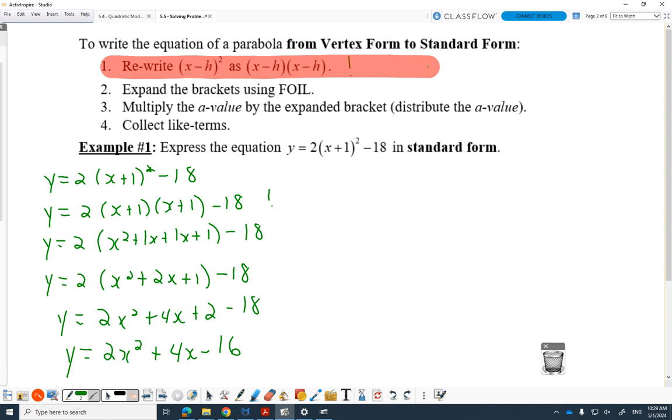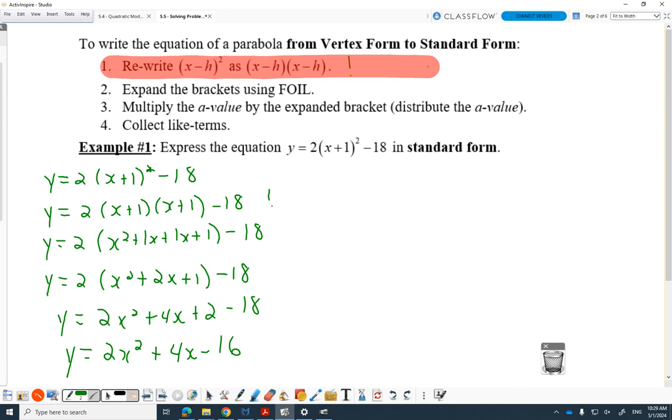Expand the brackets using FOIL. Hopefully that's getting to be old news. And then multiply the a value by the expanded bracket. So I took that 2 and multiplied it in, and then I just collect like terms. Most people like this one. Yeah? Like, I can do that.